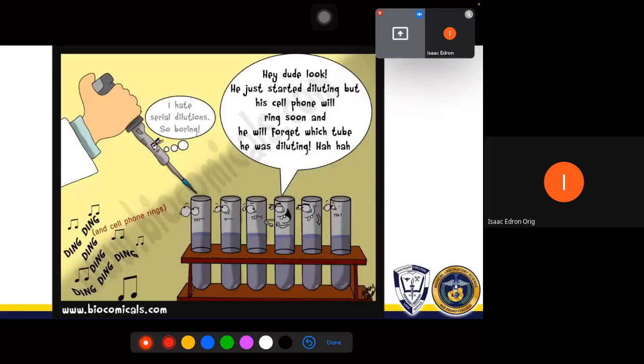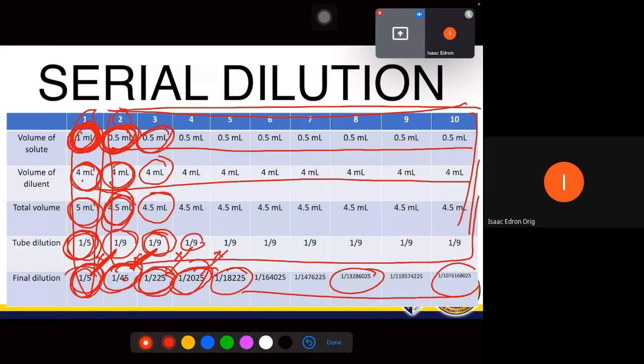So, ganyan lang siya. So, we have learned about simple dilution and serial dilution. Okay? So, you really need to understand it before you can solve the problems regarding dilution and conversion.